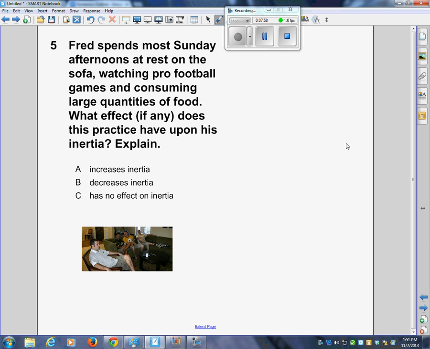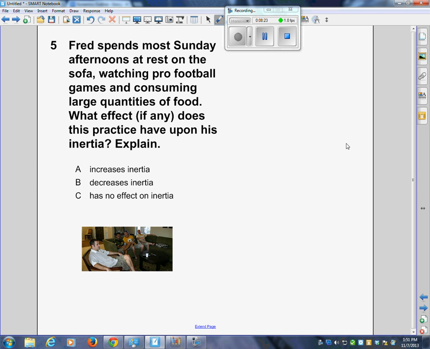Fred spends most of Sunday afternoons at rest on the sofa watching pro football games, consuming large quantities of food. And as a bit of an aside, last night I turned on TSN2 at 10 to 10 last night, and they've got CFL football on. I'm thinking, oh, this is weird. A football game on a Wednesday night. They're replaying the Bombers and Hamilton from last weekend. Exactly my thought. I'm the only guy in Canada tuned into this channel right now. And I'm about to tune out.